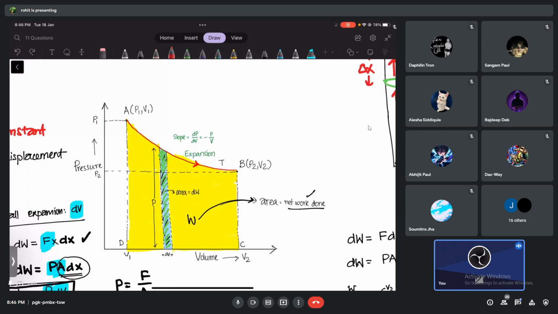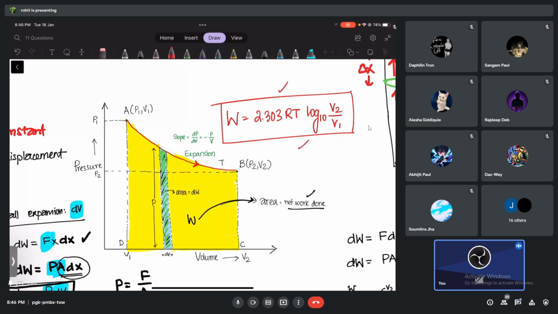Let me write it once more. So W equals 2.303 RT log to the base 10 of V2 by V1. Don't forget, I told you again and again, this can be asked for numericals, it can be asked for derivation, and obviously we are going to use it for the next topic next day. So guys, can I say it's okay? After you say it's okay, then only I can proceed to the next topic.